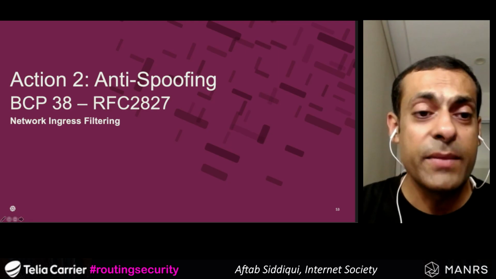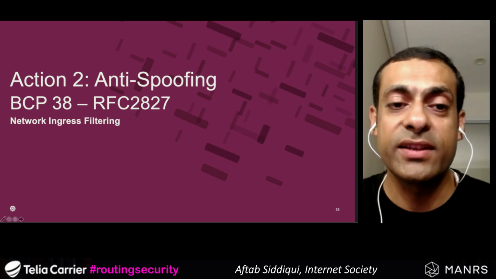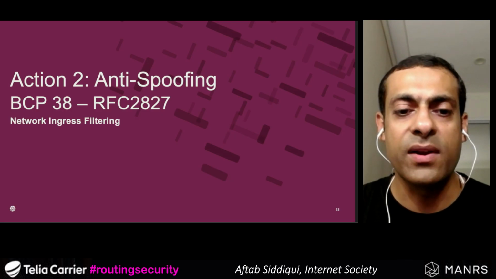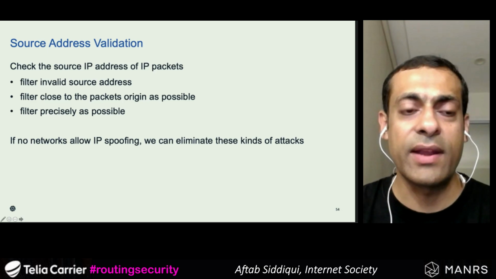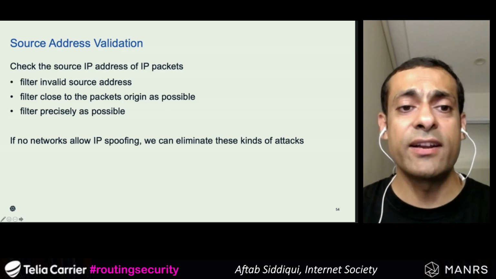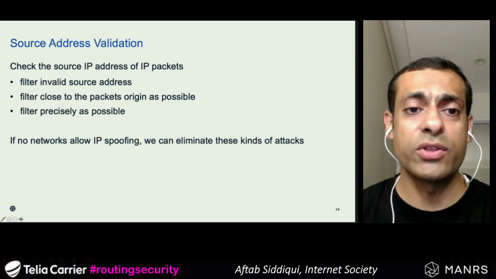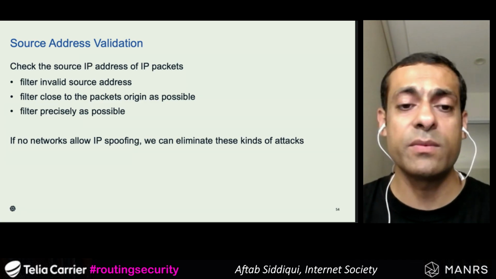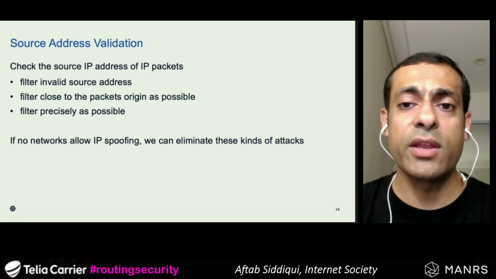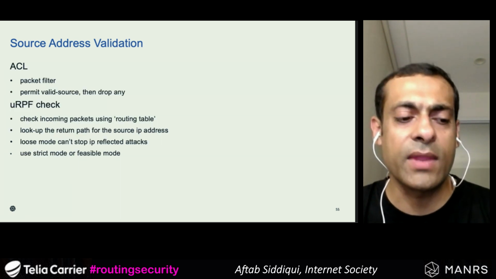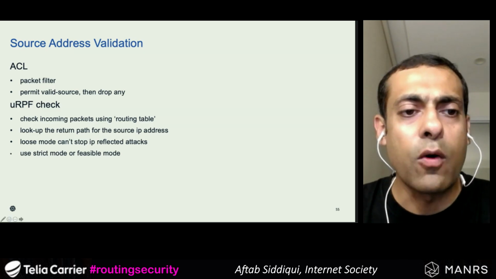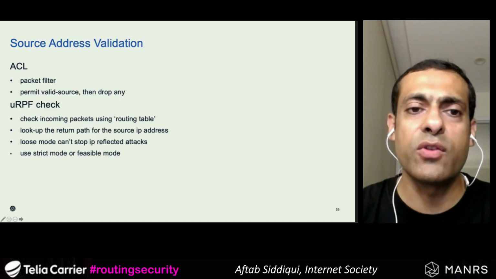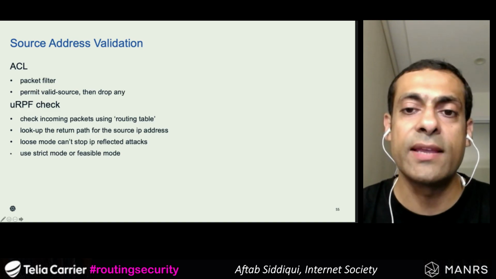Now the anti-spoofing, BCP38, the RFC suggests 2827. It's a very old one, but it gives you the option to filter on your network. You can filter out the invalid source addresses, filter close to the packet origin, as I said, towards the customer edge, filter as precisely as possible. So there are multiple options. Either you can do an ACL, which is a very old method, or you can do URPF, which is automated, right? So you just implement the URPF, which is unicast reverse path forwarding, and the router will do the magic for you.